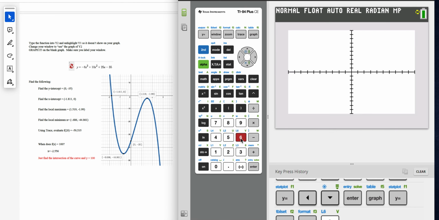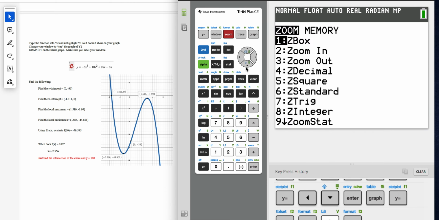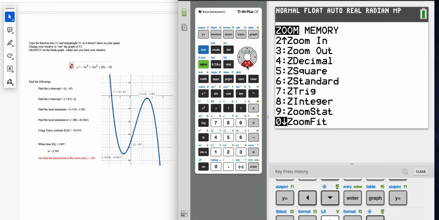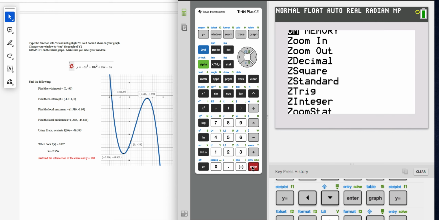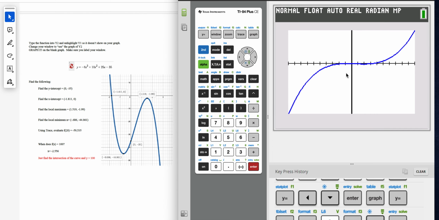So zoom 6 is always going to go back to this window. Now again, for our curve, it wasn't the best. You could even do zoom fit. You could do zoom 0. So if you scroll down here, you can see zoom fit. That's your calculator saying, I think this is the best window. And so they think this is the best window, which I don't think this is. I think this is terrible. This is not even showing you these humps here.